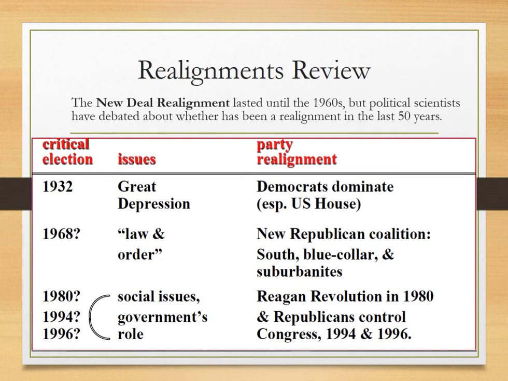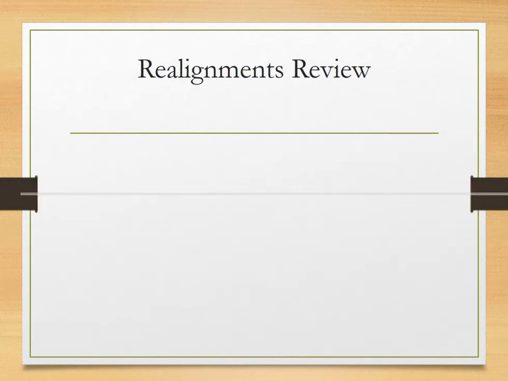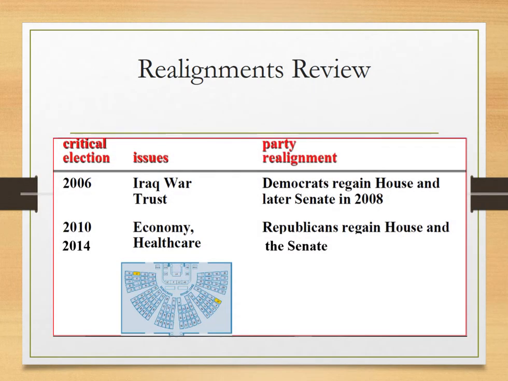And then you have 1980, 1994, 1996, and in part, I'm putting question marks next to them because we're sorting out the degrees to which they were realignments. So you had social issues, government issues, welfare reform, the size of government all become contested issues. You had the Reagan Revolution in 1980, and the Republicans controlled Congress in 1994 and 1996. And then as we go on, this is just an extension of the previous discussion.